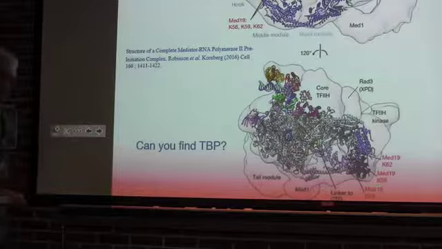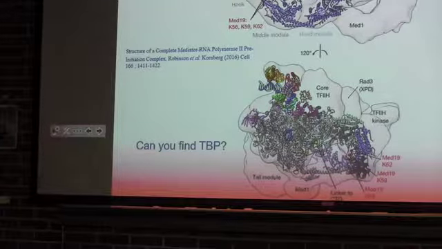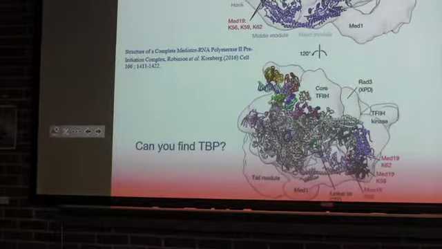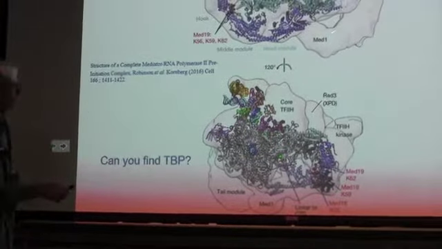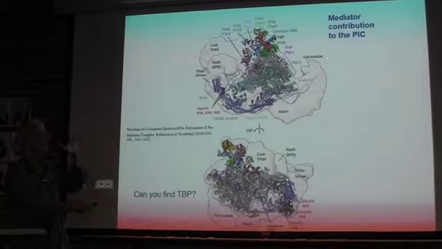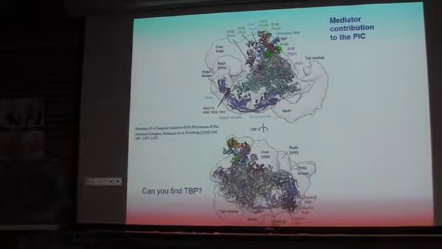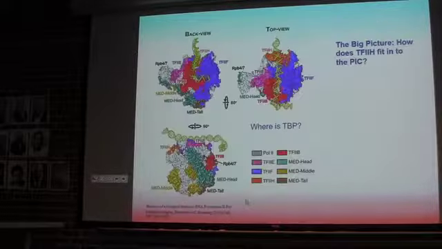Tail model. So mediator is kind of on the bottom here. But the tail has two configurations. It's called the up and down configuration. We'll have to see more about that in a minute.